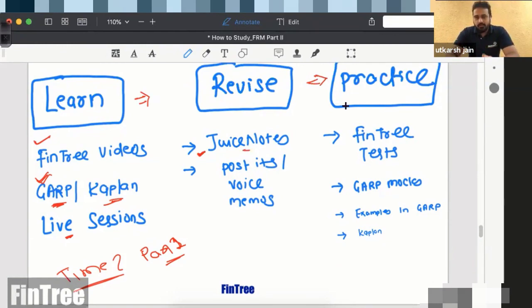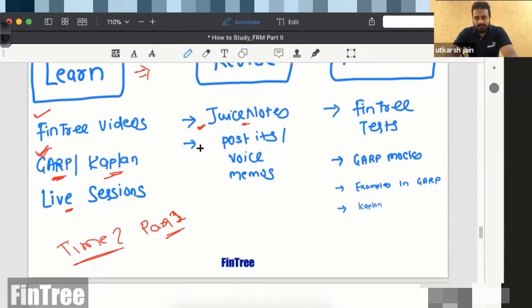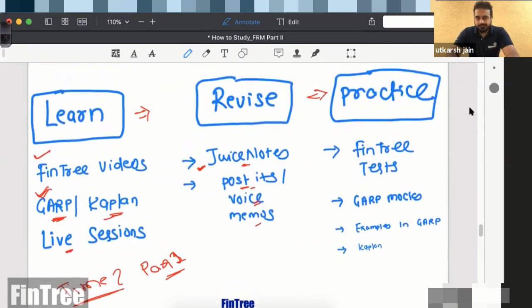We don't think we'll be able to finish 100% for the November exam, but I think we should be able to reach a reasonable 40-45% by the time we reach the end of the FRM exam this season. And for May 2021, we should have the entire 100% coverage. Then you can also prepare your own post-its, your own voice memos. I've put in some samples. I'll show them to you.